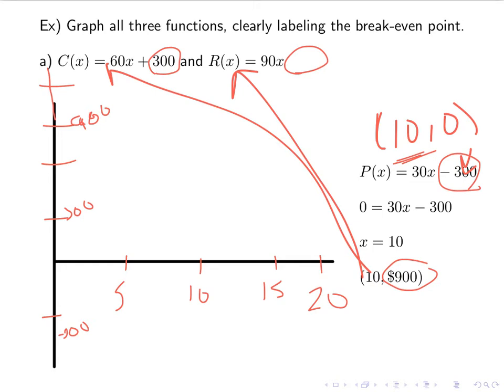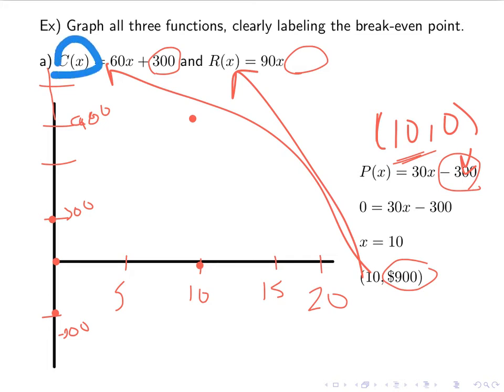So when I go to draw them, I have my points: (0, 0) for the revenue, (0, 300) for the cost, and (0, negative 300) for my profit. So those are the y-intercepts of my three lines. And then I have the break-even points. So for the profit, again, I have (10, 0). And for the cost and revenue, I have (10, 900), right around there. And then I'm going to use a different color for each graph so that we know which ones we're looking at.